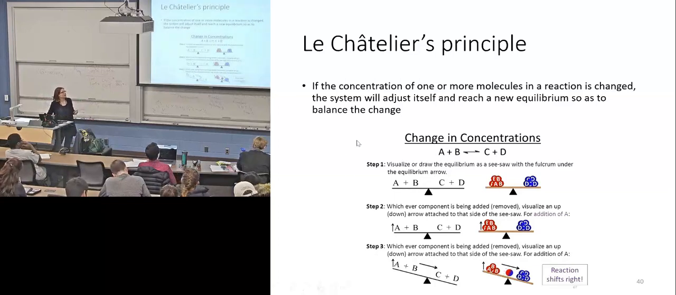If you remove A, things will move to the left to put A back. Right? If you were to remove D, things would move to the right to put them back. So trying to decide, did things go up, did they go down, and was it a reactant or a product, right? To try to shift back to the equilibrium that you were at.